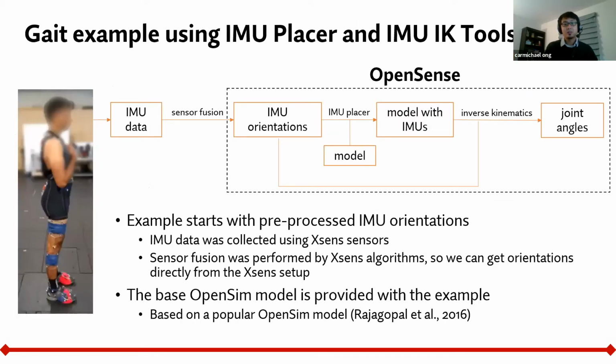Now I'll highlight these two tools, the IMU Placer and IMU IK tools, by using a gait example that we provide as an example with OpenSim. And the example will focus on the OpenSense box, starting with IMU orientations and a model. But where do these IMU orientations come from? For this example, we collected IMU data using Xsens devices, and sensor fusion was done using Xsens's algorithm. So we actually import the orientations directly from the Xsens setup. And the model we'll use is based on a popular OpenSim model from Rajagopal and colleagues.